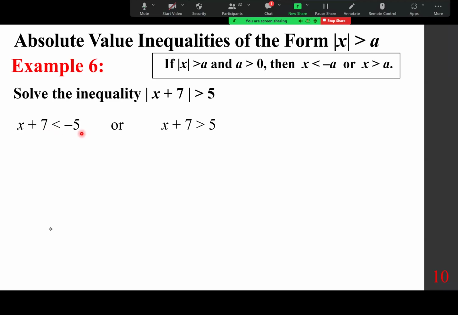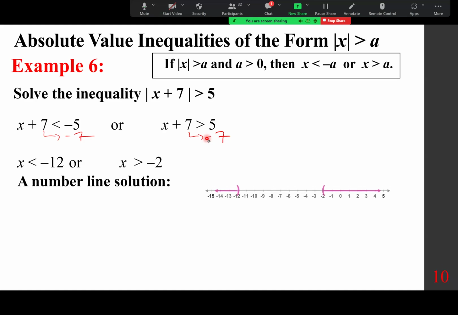We're going to move the 7 in both cases, resulting in x being less than negative 12 here, larger than negative 2. So that is the solution, the inequality solution.